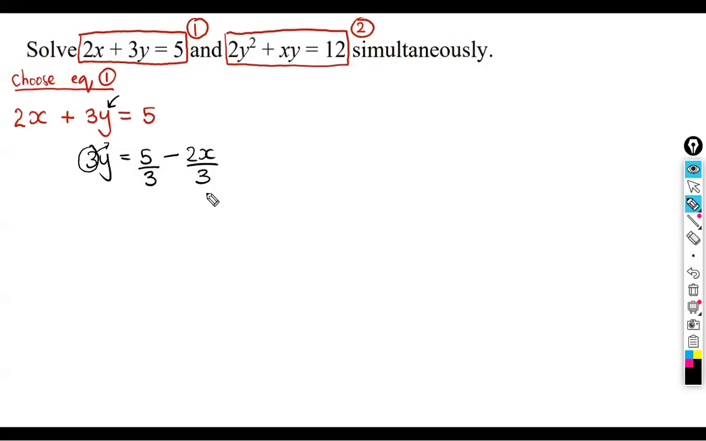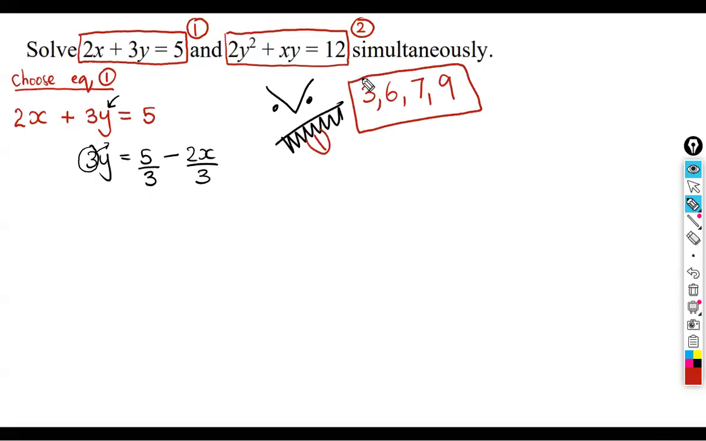So I'm going to give you a list of evil numbers. These are values you try to avoid dividing by. And it's not about avoiding all odd numbers. But the evil numbers are usually 3, 6, 7, and 9. Try to avoid dividing by those values.